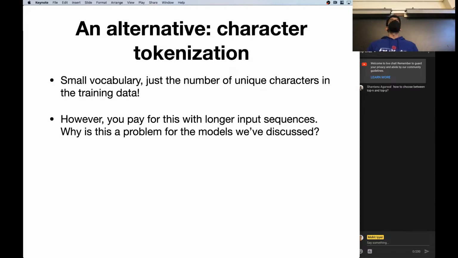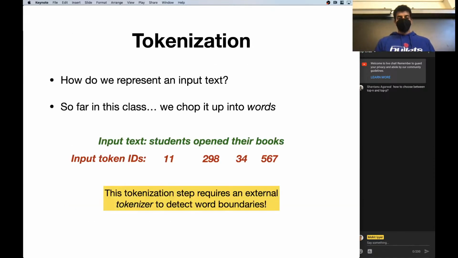So, one of the major issues with this is that every input now gets broken into a much longer sequence than it would with word level tokenization, right? So if you look at our running example, students open their books. This is only 4 words, but it's like 20 or something characters long. So why might I care about the sequence length when I'm making these tokenization decisions?